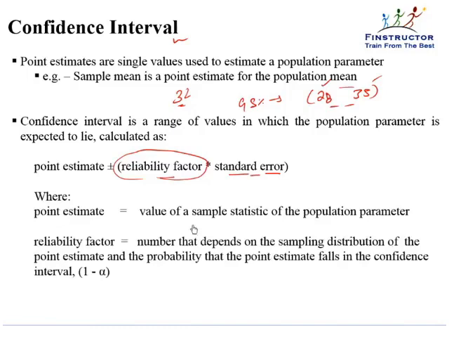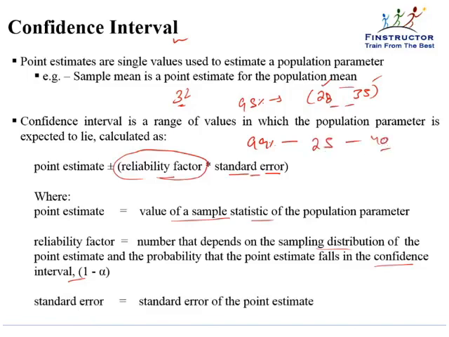So point estimate is the value of a sample mean or a sample statistic. Reliability factor depends on the sampling distribution. If it's a normal distribution, it will be different. If it's a logarithmic distribution or a Poisson distribution, it will be different. And it depends on the confidence interval. So if you want to be 95% sure, the range will be smaller. If you want to be 99% sure, then the range will be bigger. So 95% of the times it lies within this range. 99% of the times it lies within 25 to 40. And standard error is the standard deviation of the sampling distribution or the standard error of the point estimate.